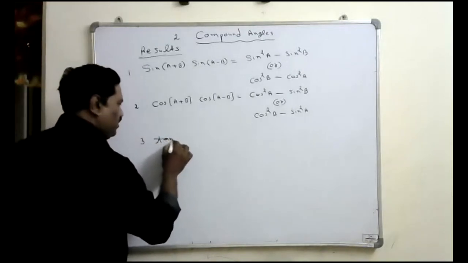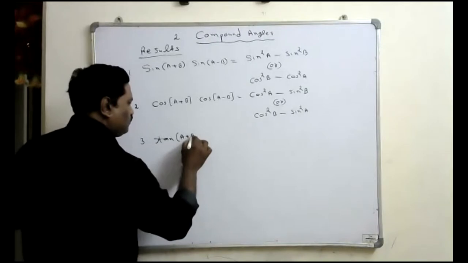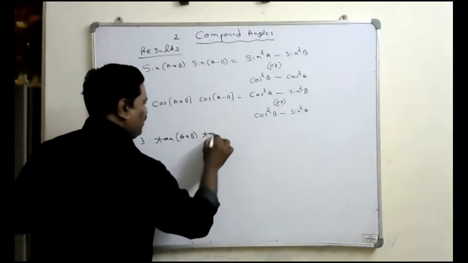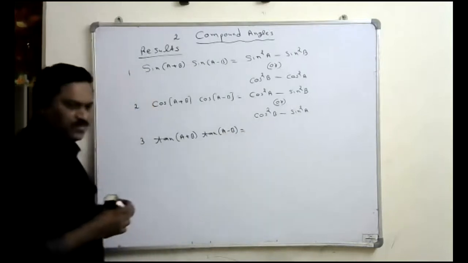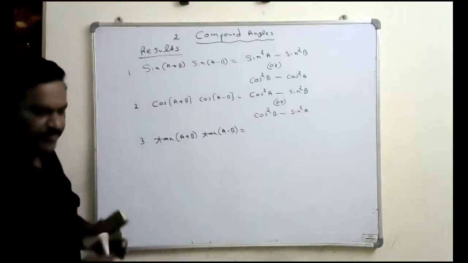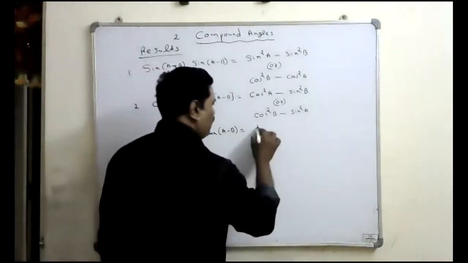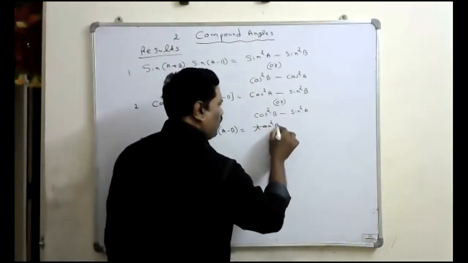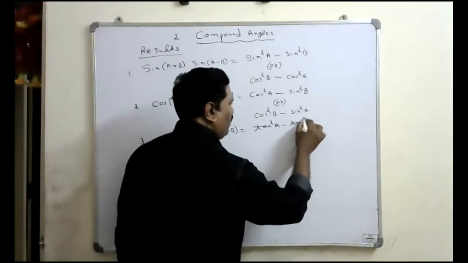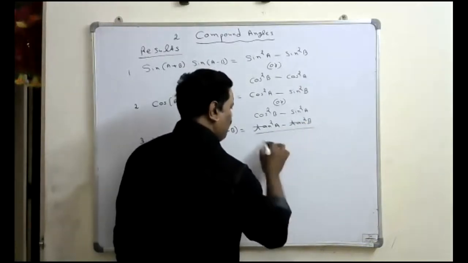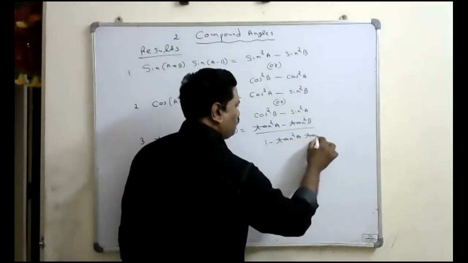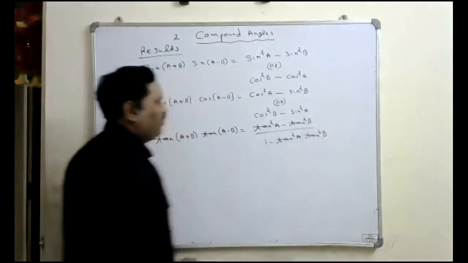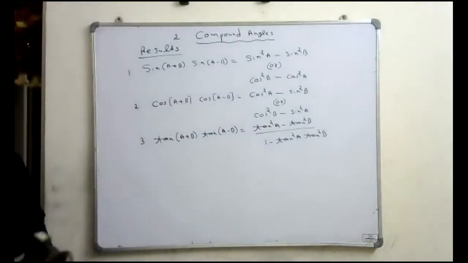Then the third one is tan a plus b into tan a minus b. This is the formula of tan square a minus tan square b upon 1 minus tan square a tan square b. This is the formula we have to remember for tan a plus b into tan a minus b. Okay, take these 3 formulas.